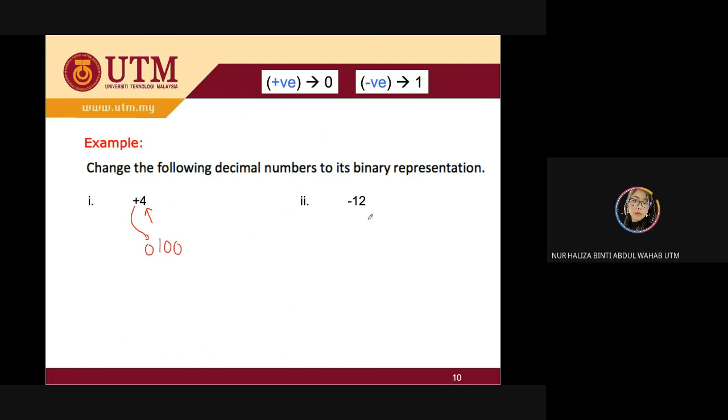How about 12? The magnitude will be 1100, and for the sign we put 1 in front. This is sign, this is the magnitude of 12, this is the magnitude of 4, and this is sign for positive. Let's take a look at the answer.